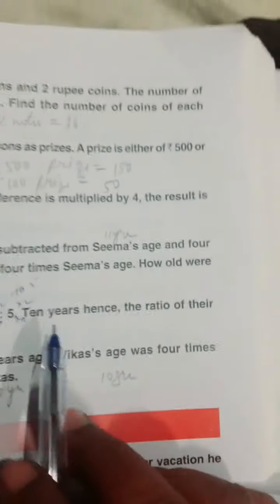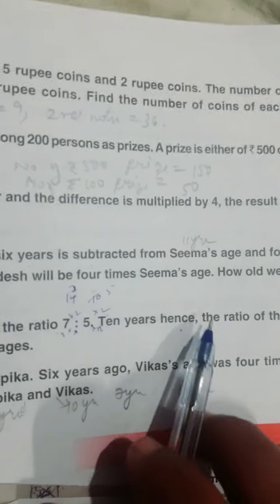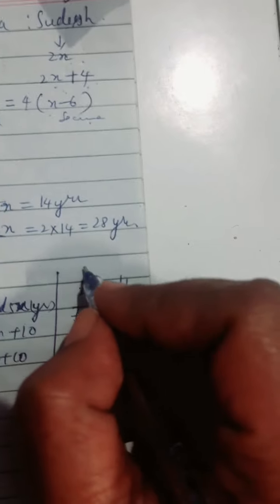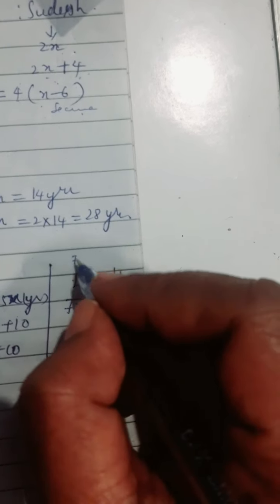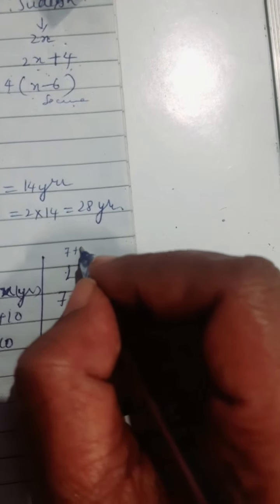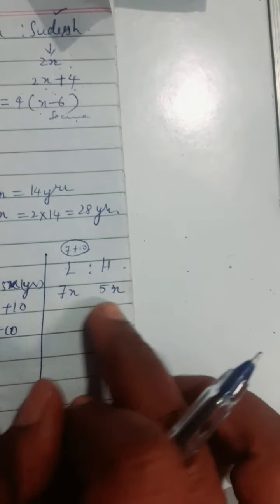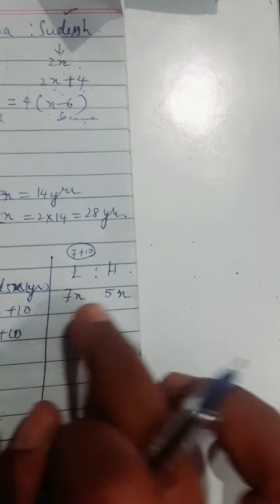Then we have 10 years hence. 10 years hence means after 10 years, the ratio of their ages will be 9:7. 10 years hence means we have to add 10 years, children. Suppose Leena is now 7 years, after 10 years means 7 plus 10 we add. Therefore, here we don't know the age of Leena and Hina. We have taken 7x and 5x.